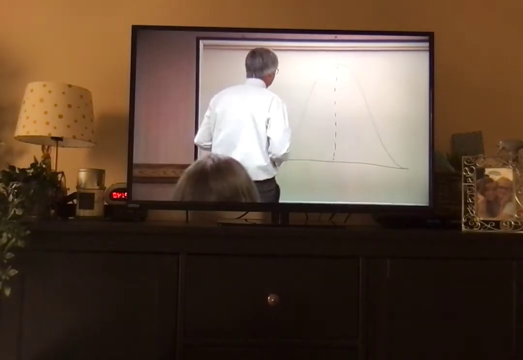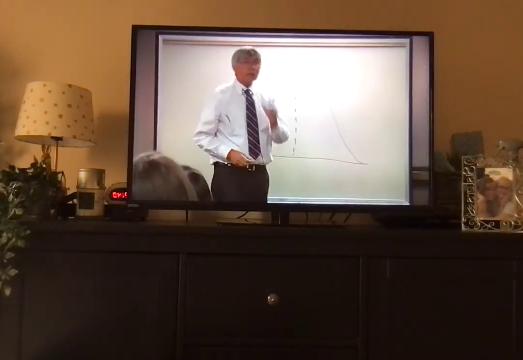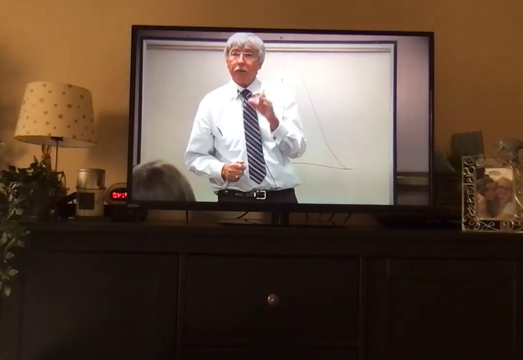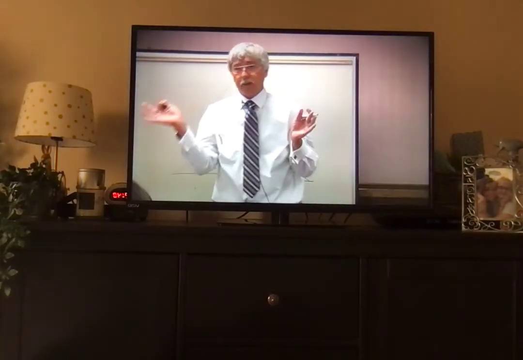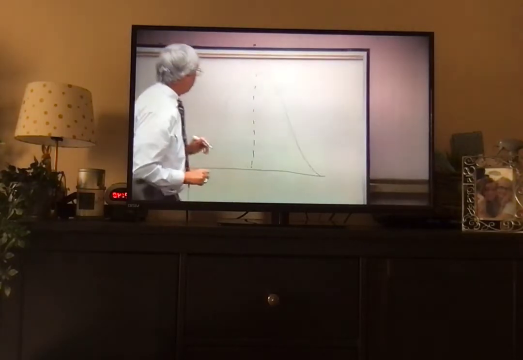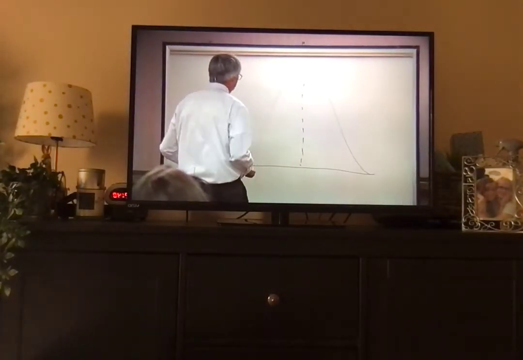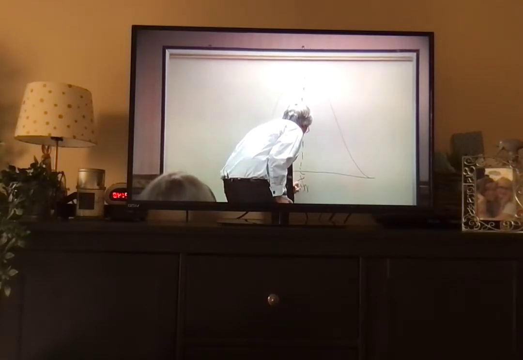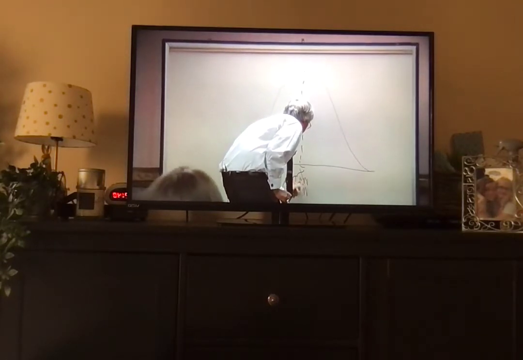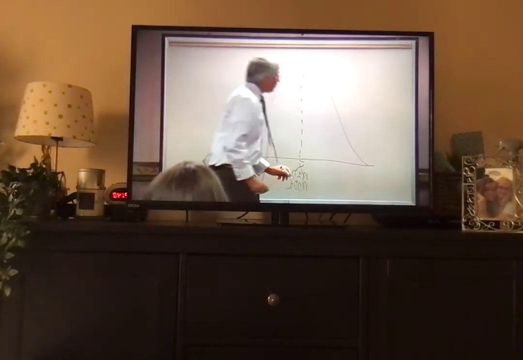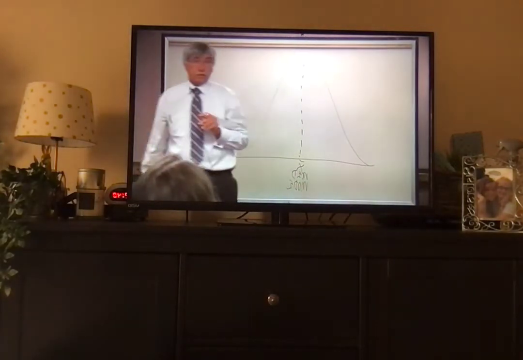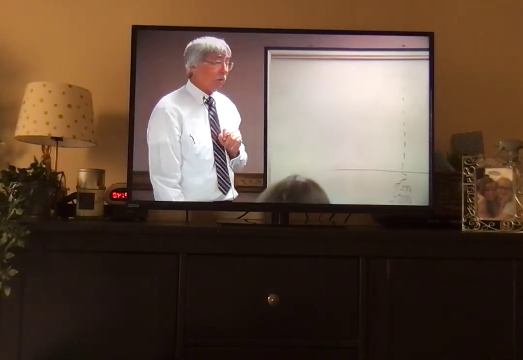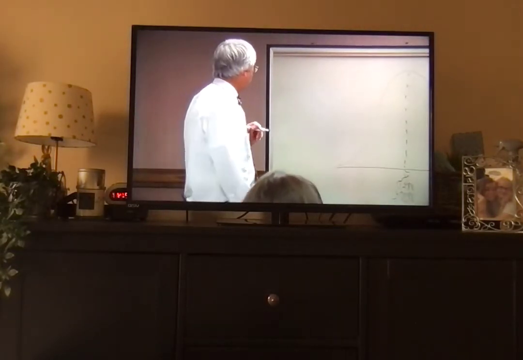Mean, median, and mode. The median is the middle score in a distribution. The middle score, so half the people are higher than that score, half the people are lower than that score. That's the median. The mode is your most frequently occurring score. Your most frequently occurring score. And when you have a normal distribution such as this, a bell-shaped curve distribution, they all three fall in the same spot. The mean, median, and mode all fall in the same spot, okay?